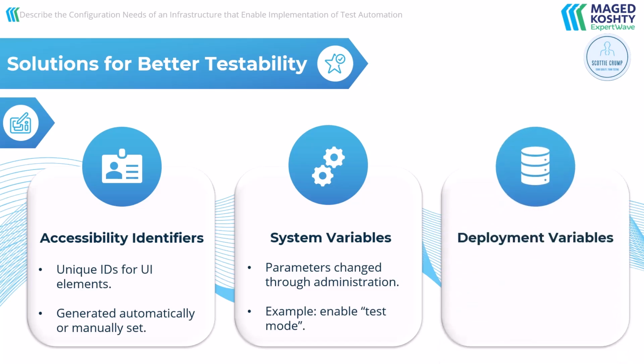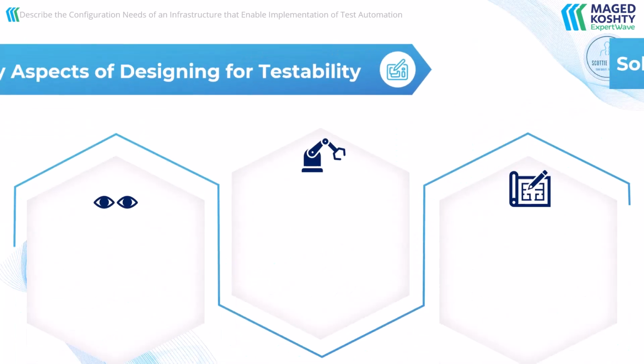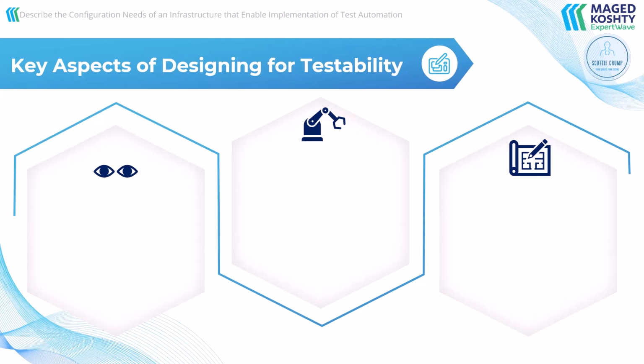Deployment variables. These are similar to system variables, but can be set before starting deployment. For instance, you might configure your application to use a test database instead of the production one during automated test runs. Key aspects of designing for testability.